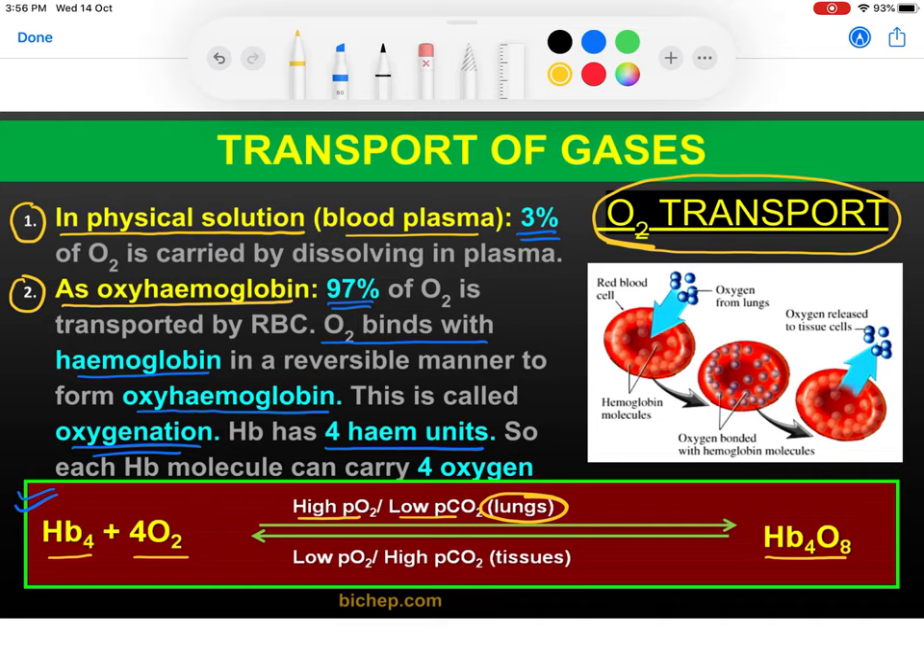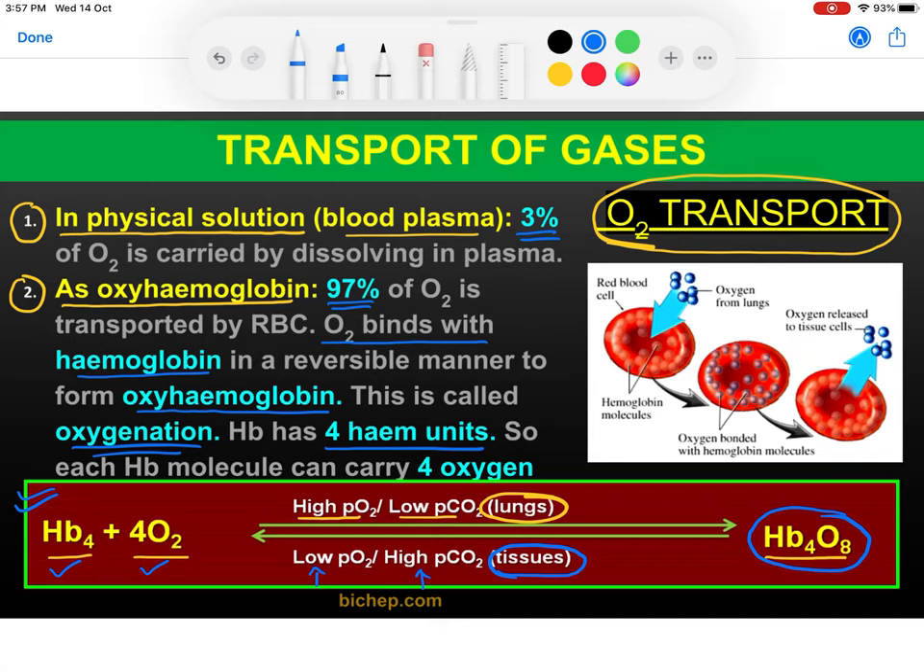But if we think about the situation at the tissue, it is completely reversed, as tissues have low partial pressure of oxygen and high partial pressure of carbon dioxide. That is why HbO4, that is oxyhemoglobin, will react in reverse to form hemoglobin and oxygen. So oxygen will be dissociated from the hemoglobin, and that is how it can easily diffuse into the tissues or cells where it is needed.